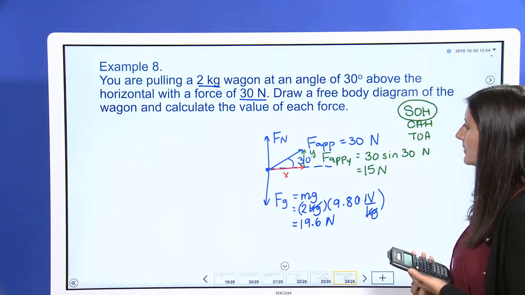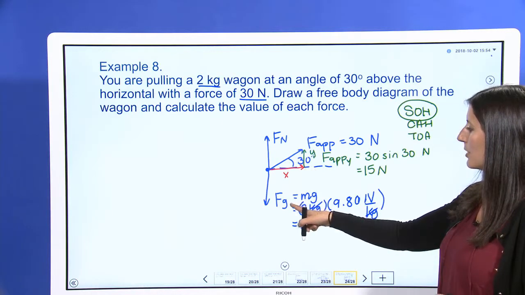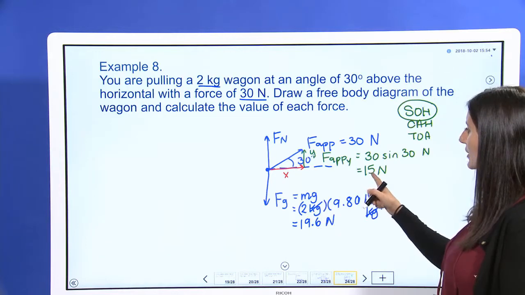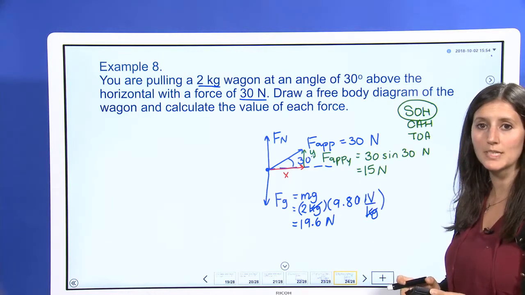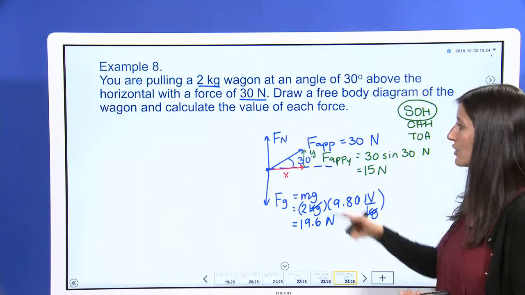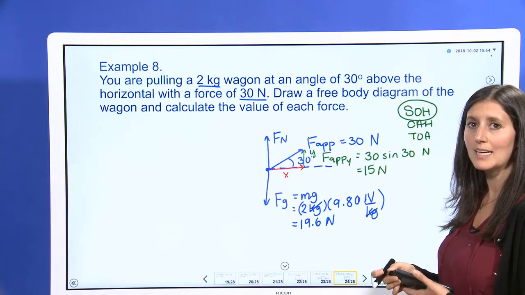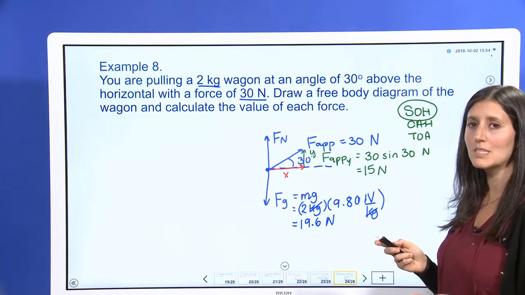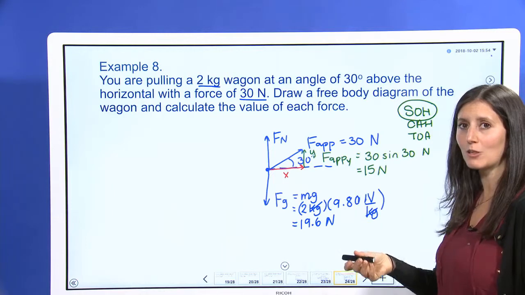All right, so now I'm going to find my normal force. I know my force of gravity is 19.6 pointing down. I know that my y component of my F applied is 15 newtons pointing up. So what does my normal force need to be so that all of the forces in the y direction cancel out? Again, we don't want to have a net force in the y direction, because if we did, the wagon would be flying up into the sky or falling through the ground.